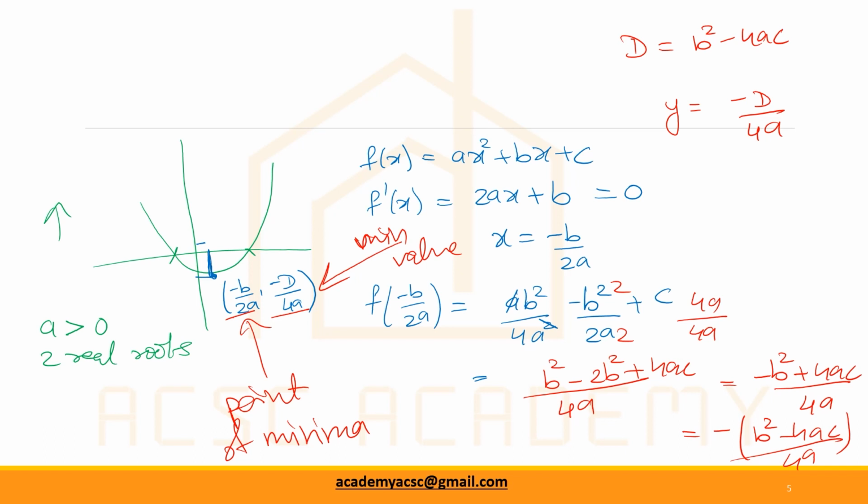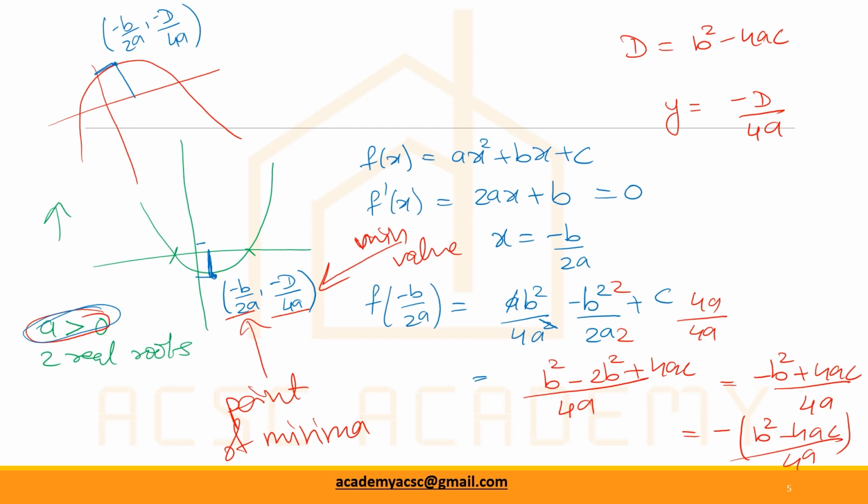And in the same way, if we simply reverse the sign of a and all the other things remain the same, then this will become something like this. The graph will look like this. For that, there will be a point of maxima. And what will be the coordinates of that point of maxima? Again, they will be given by the same coordinates, minus b by 2a, comma, minus d by 4a. So this particular coordinate gives us either the maxima or the minima of such quadratic equations, depending upon their a, if it is positive or negative.